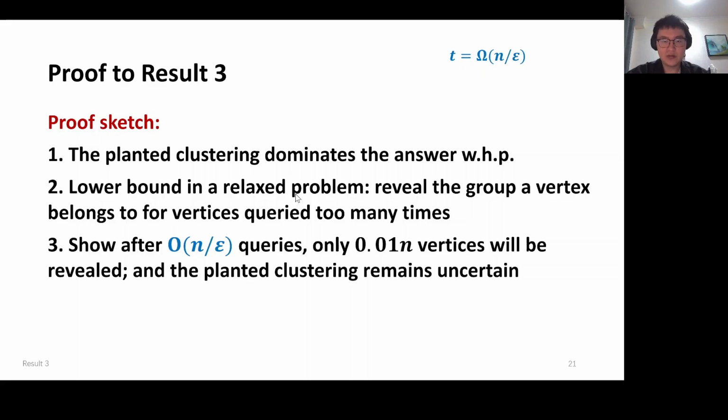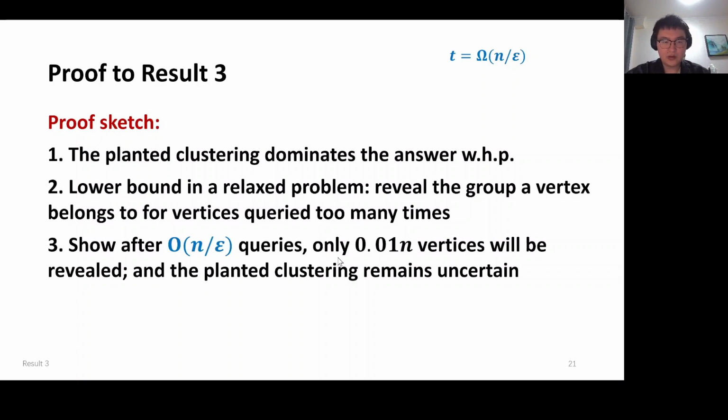So here is our proof sketch. We first show formally that the planted clustering dominates the answer. And we will lower bound in a relaxed problem where we reveal the group a vertex belongs to once it has been queried too many times. That means that for vertices whose group is still unknown, queries on this vertex are still relatively local because we don't know much about the neighbors of this vertex. In the last step, we show that after n over epsilon queries, only a small proportion of vertices will be revealed with high probability. Therefore, the planted clustering still remains uncertain.